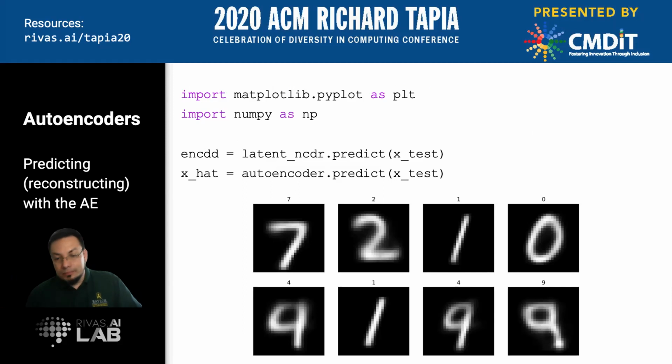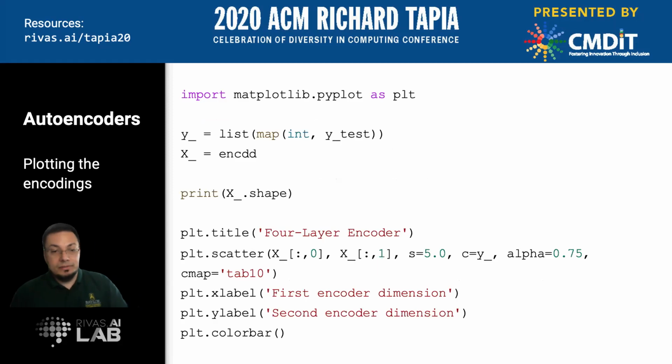So in this figure here, we have the reconstructions for the numbers 7, 2, 1, 0, 4. And as you can see, this part of the 4 looks a little bit like a 9. This part of the 4 also looks like a 9. And this 9 actually, yeah, looks like a 9 a little bit.